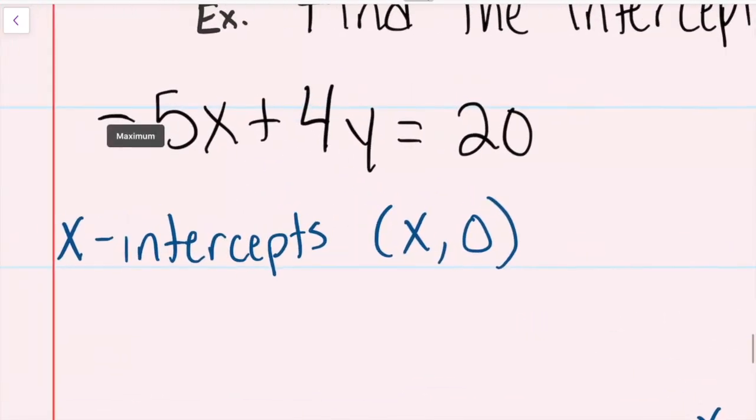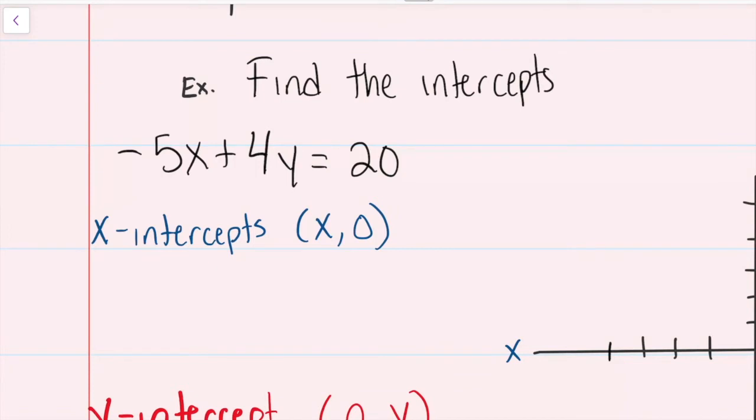So now that you know that, for example, let's go to the x-intercept. Now that you know that the x-intercept has a value, but the y is 0, we're going to use this equation. Where do you plug in the 0, guys? On the y, because you said the y is 0. So here we go. We have negative 5x plus 4y equals 20. Remember, you're putting a 0 for the y.